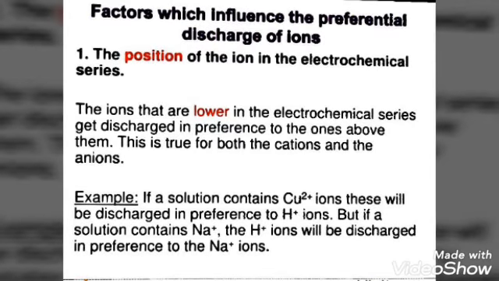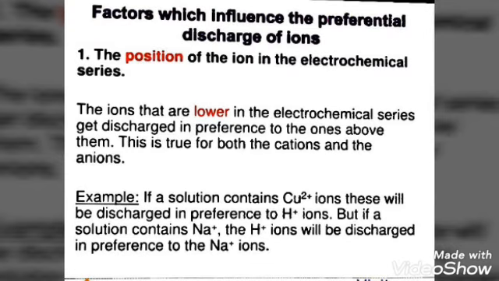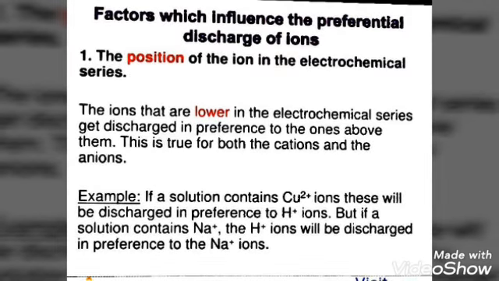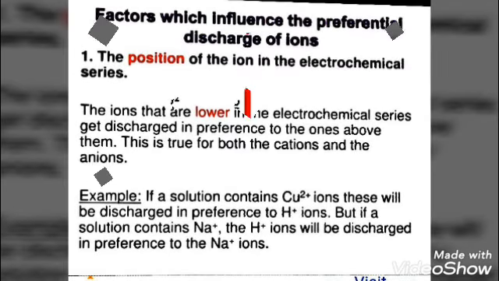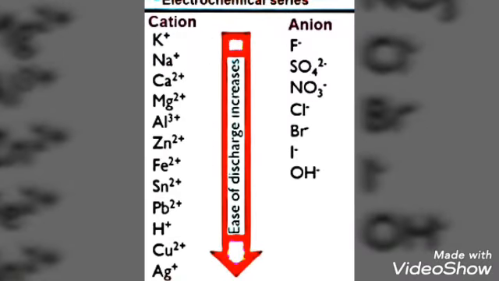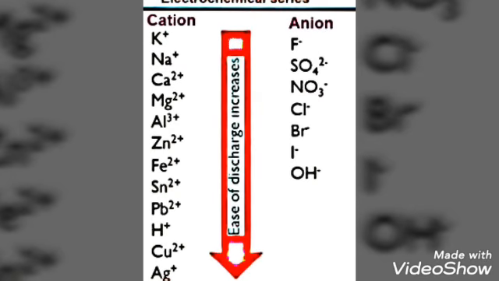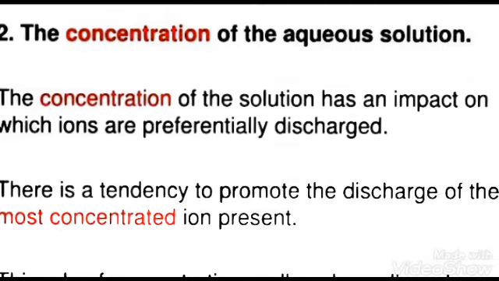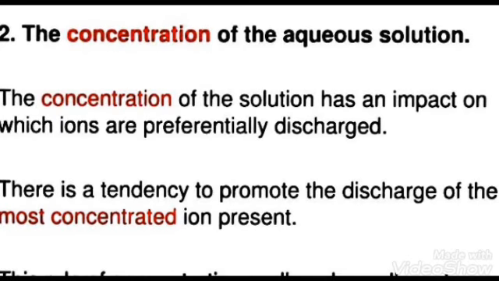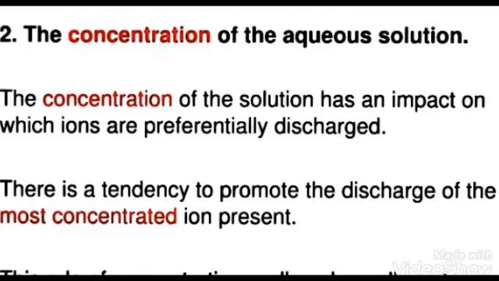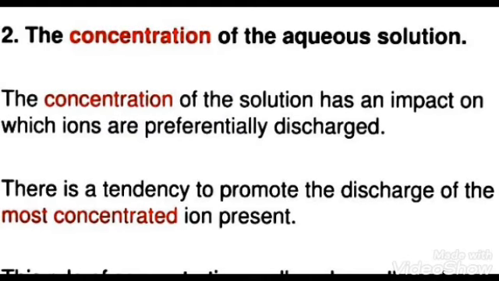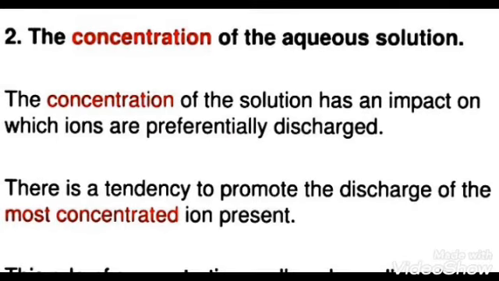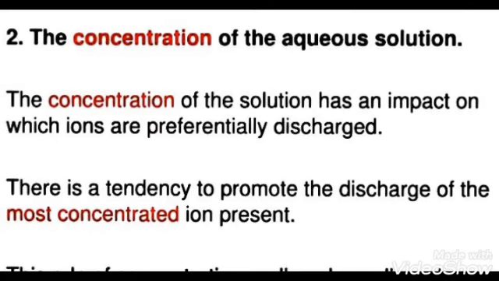Lower the position in electrochemical series, easier is the discharge. It means the ion which has a lower position in electrochemical series will get discharged first as compared to the other one which is above it. And this rule is for cations as well as anions. Second is the concentration of the aqueous solution. Those ions which have a higher concentration in the solution will get discharged first as compared to the ions which have a lesser concentration.